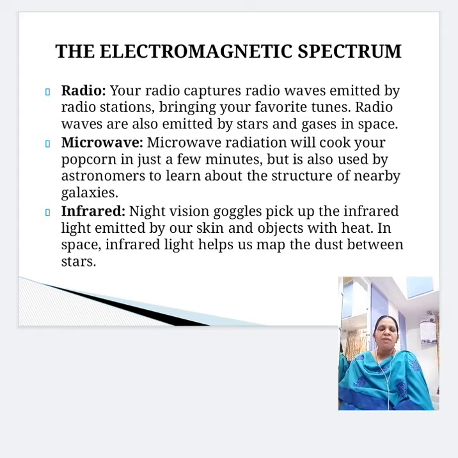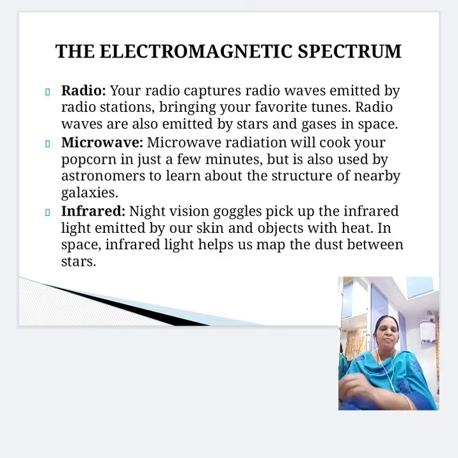Microwaves. Microwave radiation, which we use for cooking in our house. You can cook your popcorn in just a few minutes. It is also used by astronomers to learn about the structure of nearby galaxies. Then, infrared rays. Night vision goggles pick up the infrared light emitted by our skin and objects with heat. In space, infrared light helps us map the dust between stars.